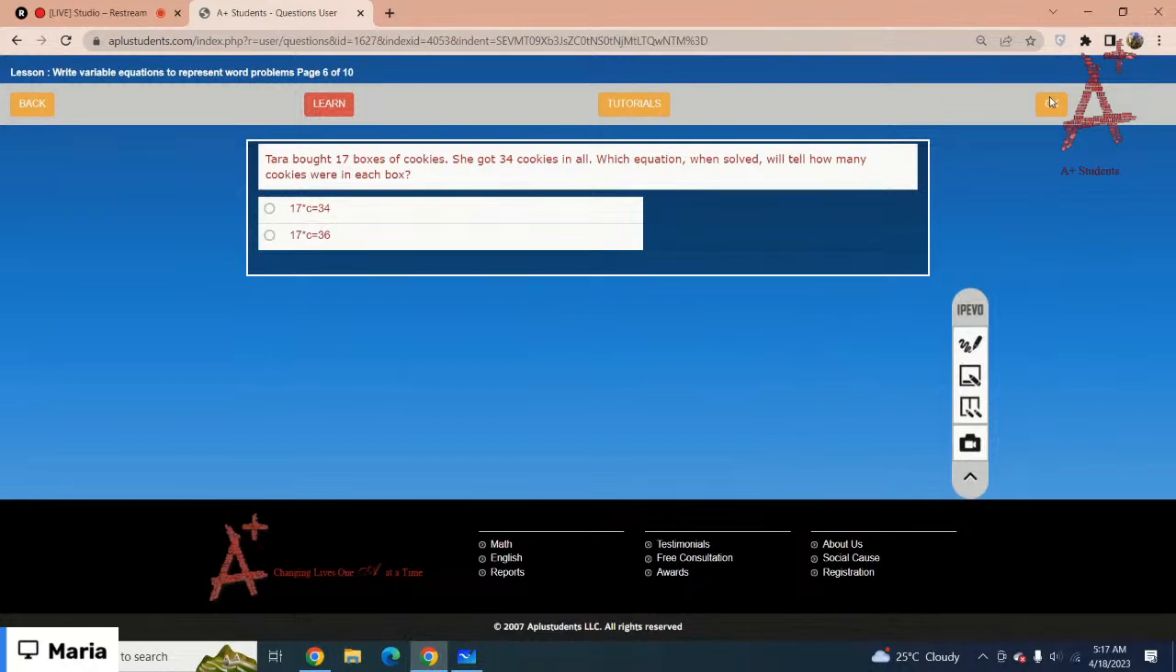Tara bought 17 boxes of cookies. She got 34 cookies in all. Which equation, when solved, will tell how many cookies were in each box?